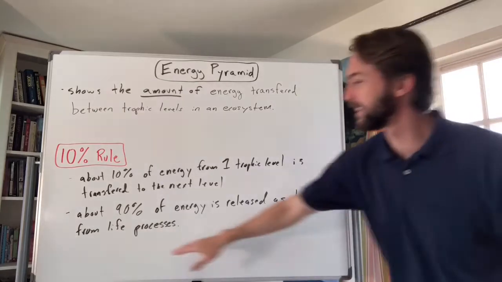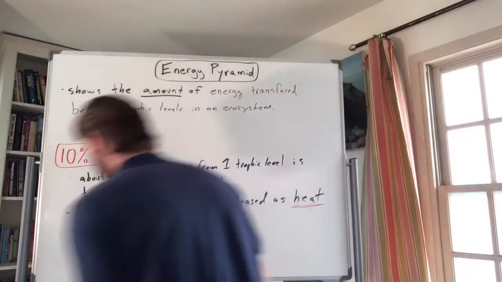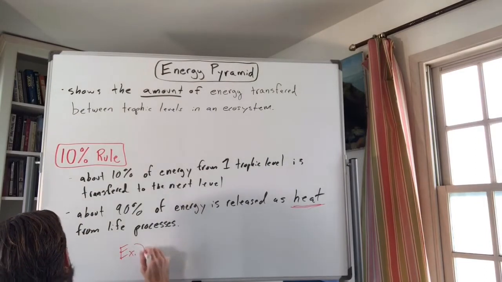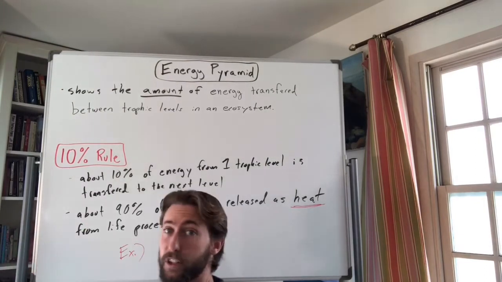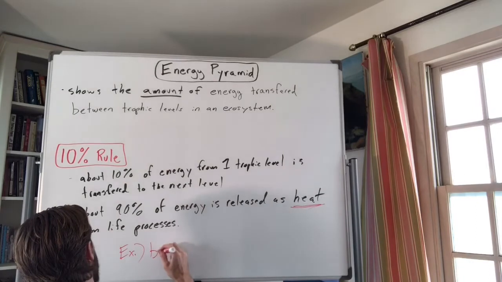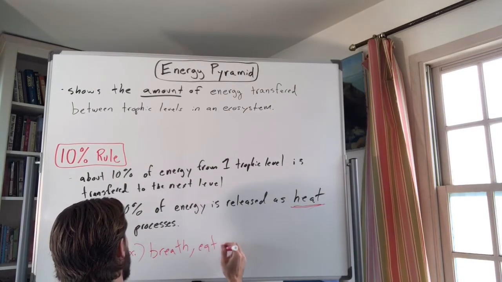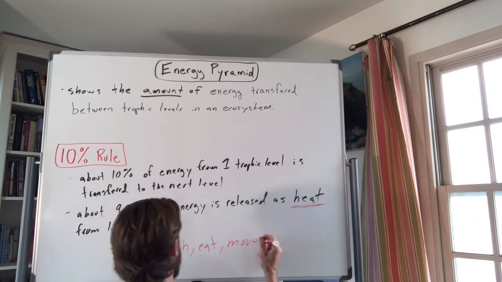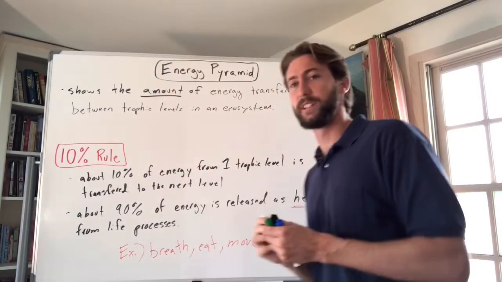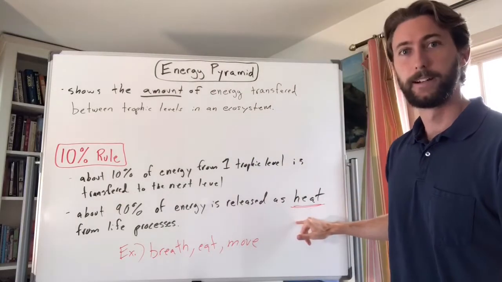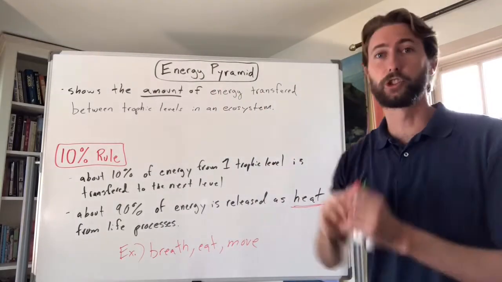So some examples of life processes could include, I can write EX for example, breathing, respiring, so you use energy to breathe. Use energy to eat. Use energy to move. You use energy for tons of stuff. Not everything's going to make it to the next level because it's being used, being lost as heat. All right, so that's the energy pyramid showing the amount of transfer.